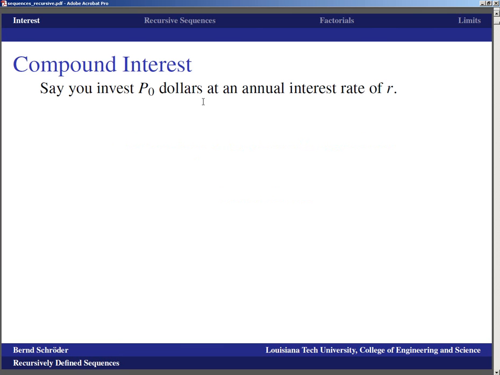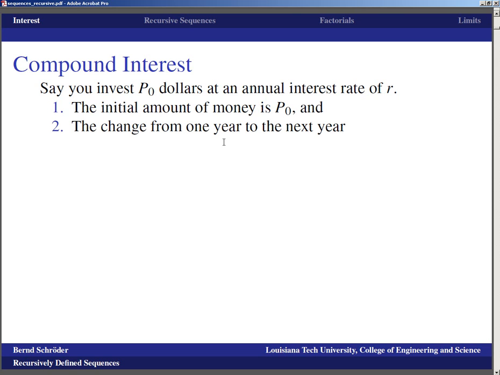If you invest P0 at an annual interest rate of R, then the initial amount of money is P0, and the change from one year to the next year is that you get a rate of R added to your principal. So that means that the principal after K years is going to be 1 times the principal that you had after K minus 1 years. The investment stays in the account, plus your R, your interest rate, which we're going to consider as a decimal, so R times your principal from the previous year has been added.